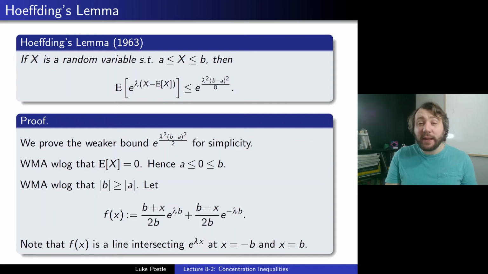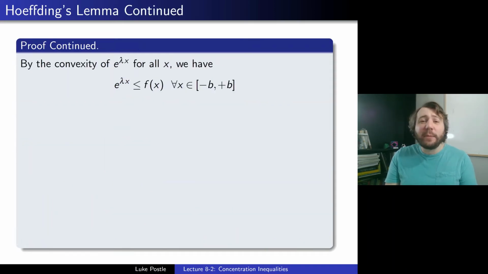I chose it like that, but it is a linear function. It's a line. And now the important part is that e to the lambda x is convex for all x. And what would that mean? If it's a convex function and you have this line between 2 points, it means that e to the lambda x is at most f of x for all x for that chord. So for all x in minus b to plus b.